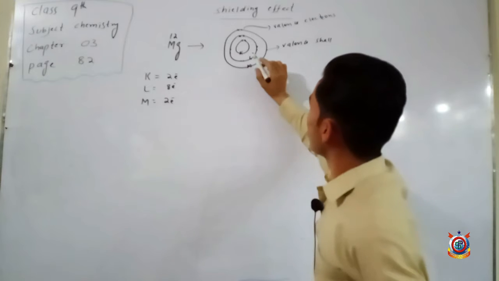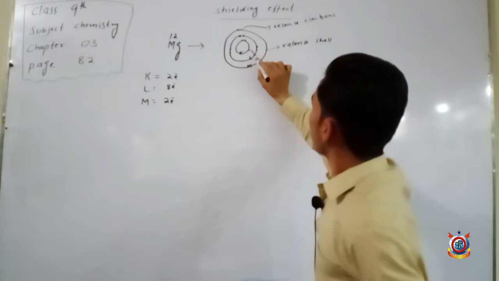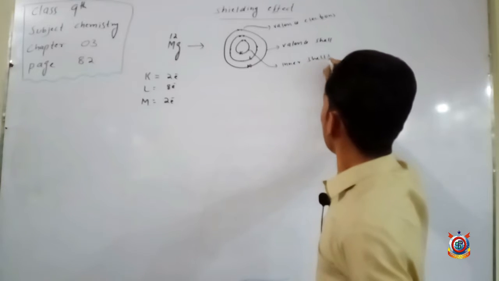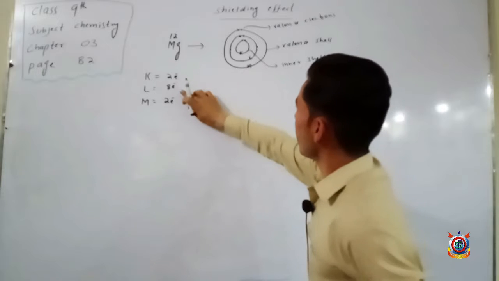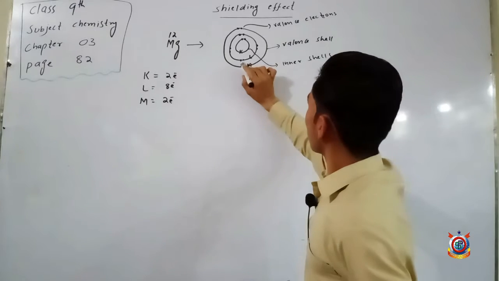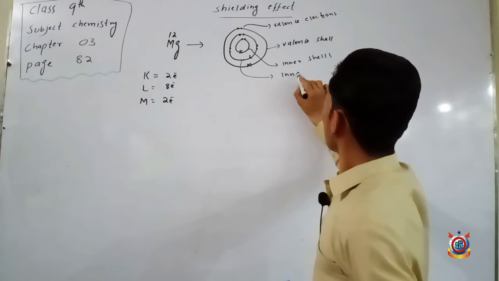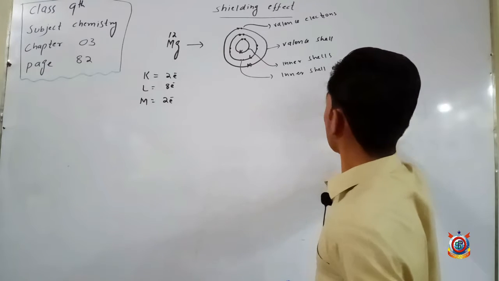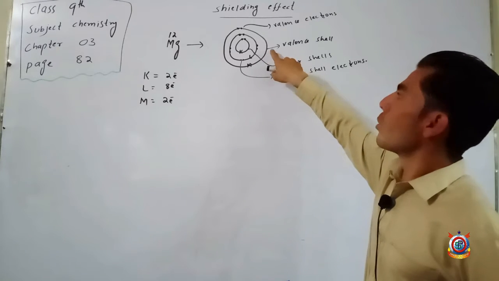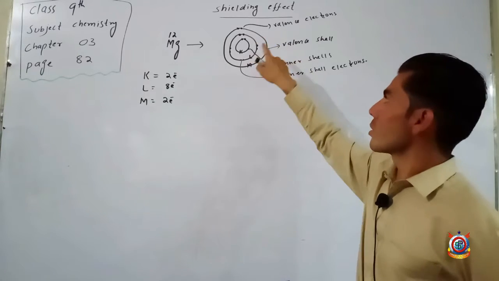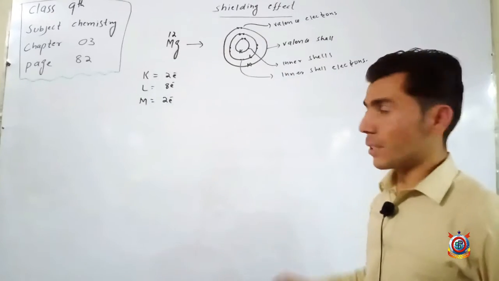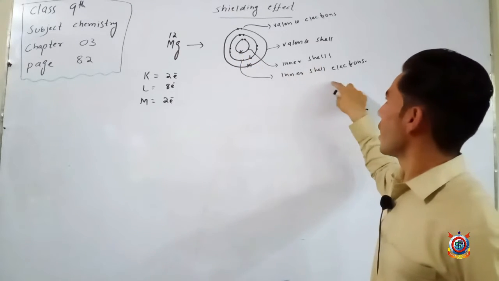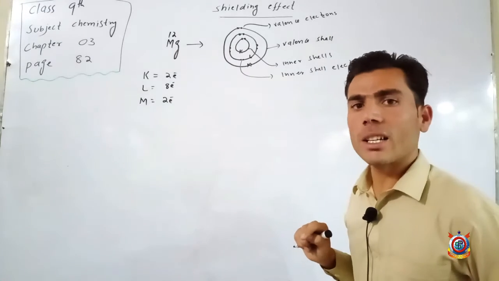The K and L shells are called inner shells, and the electrons present in them, these 2 and 8 electrons, are called inner shell electrons. The valence shell is also called the outermost shell or last shell, and the electrons present in it are called valence electrons.